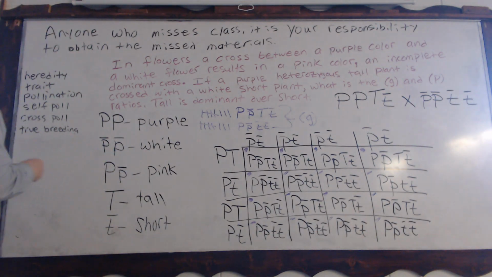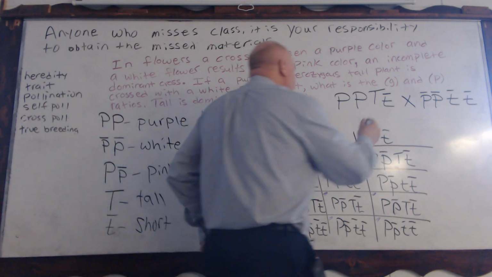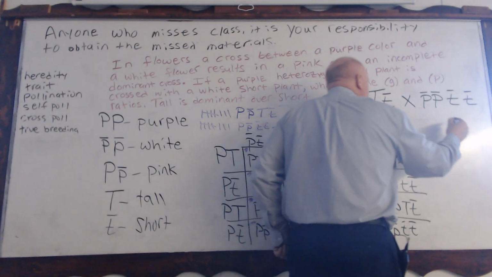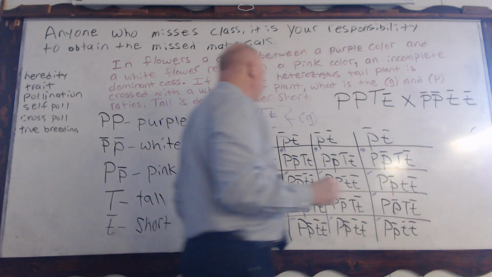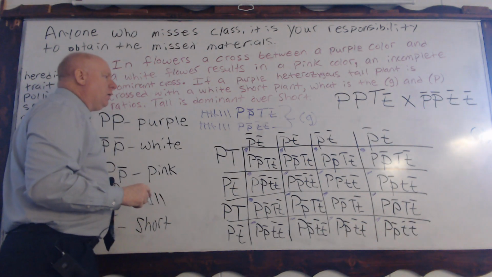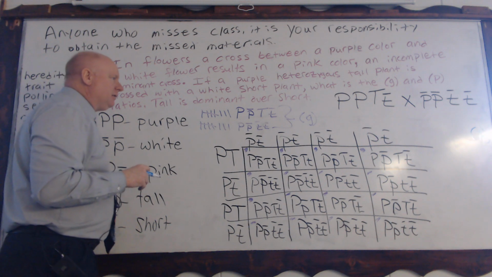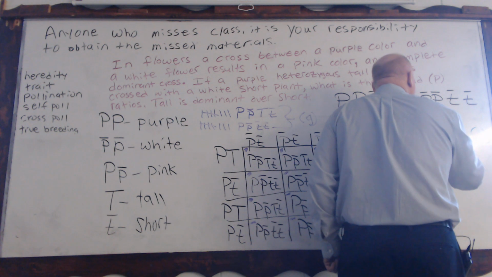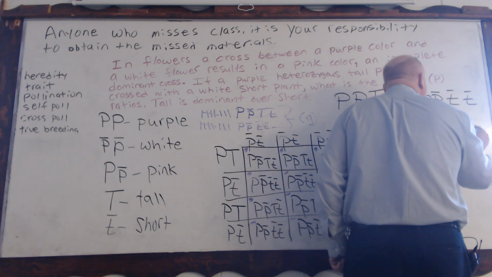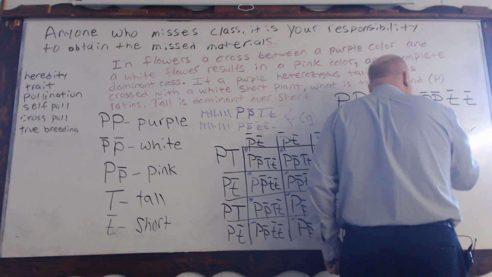Okay? So what would our physical characteristics be in our phenotype? I'll put that over here. Pink and tall. Okay? So out of 16, how many are pink and tall? 8. Pink and tall. There were 8 of them.